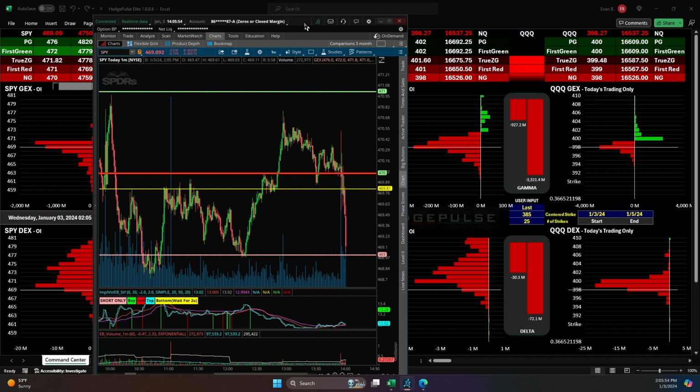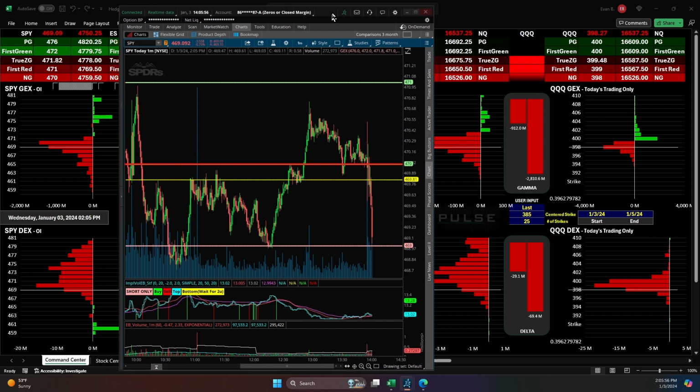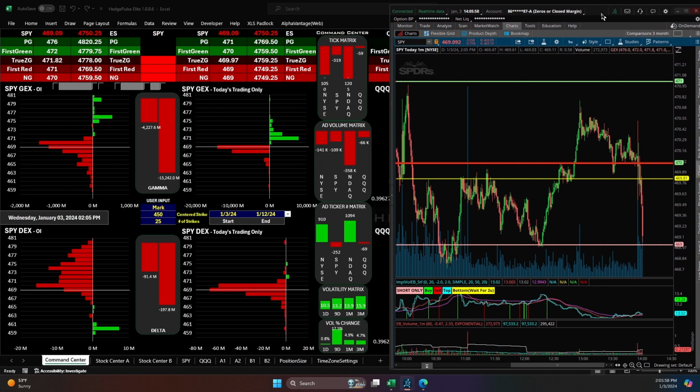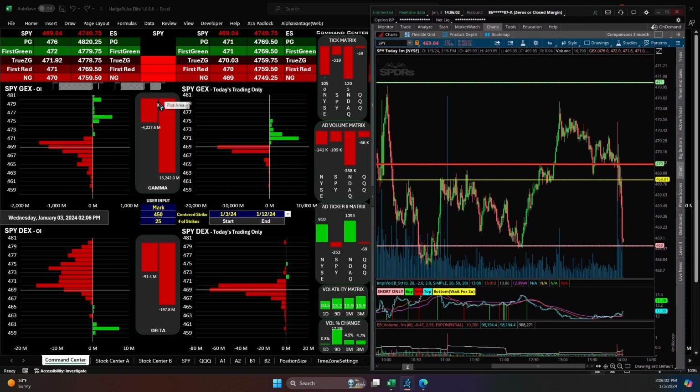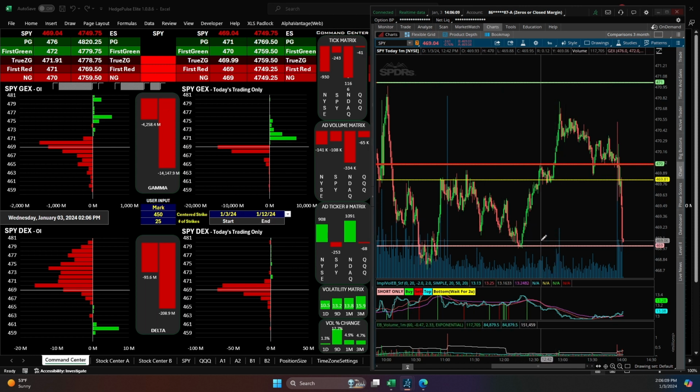QQQ, how low can it go? Well, I would suspect the 398 is where QQQ is heading, and I would suspect 469 at least in SPY, which, we're there. We are there. I like how earlier it came down, tagged it, and ran up.